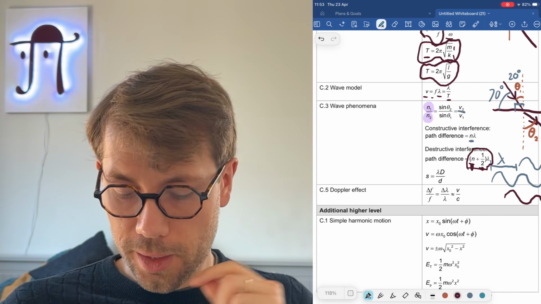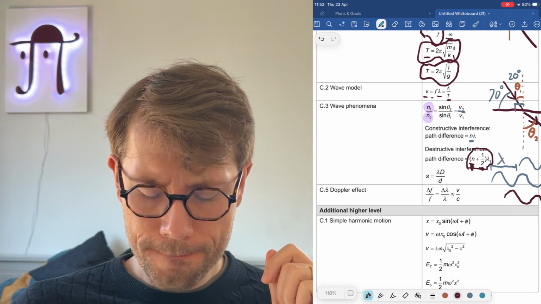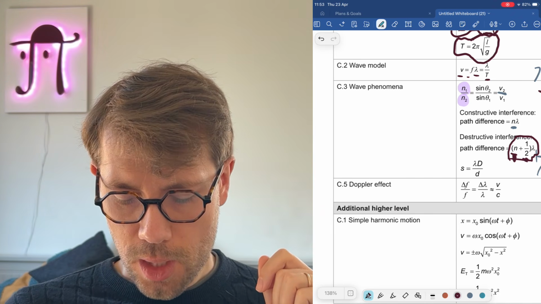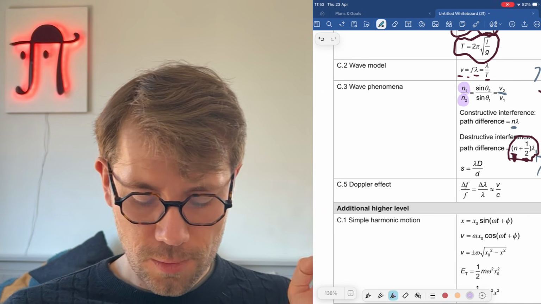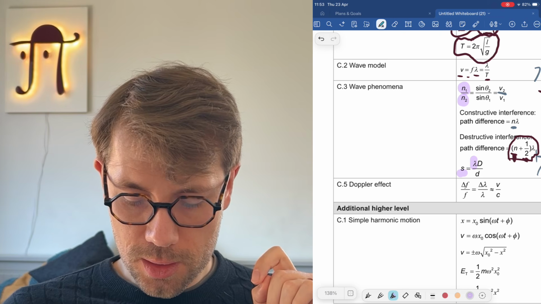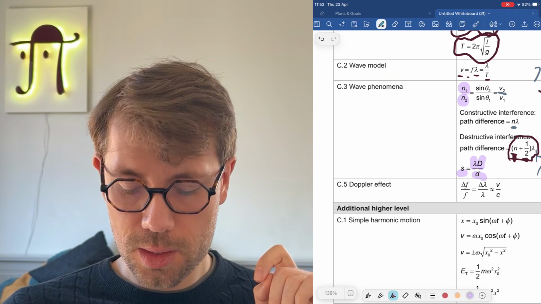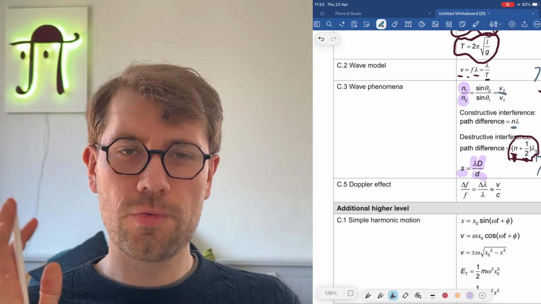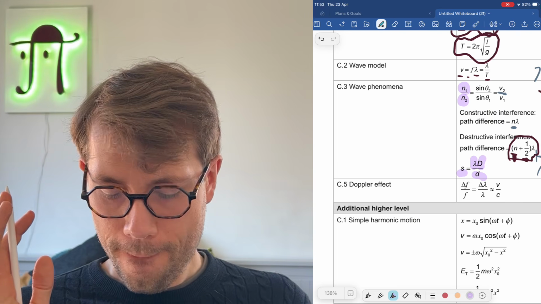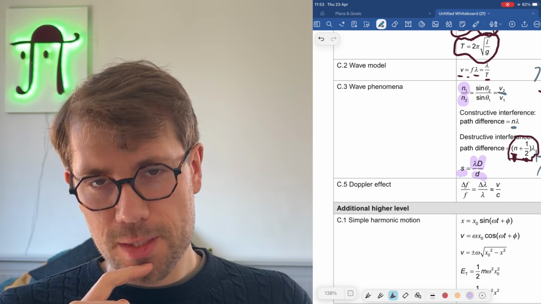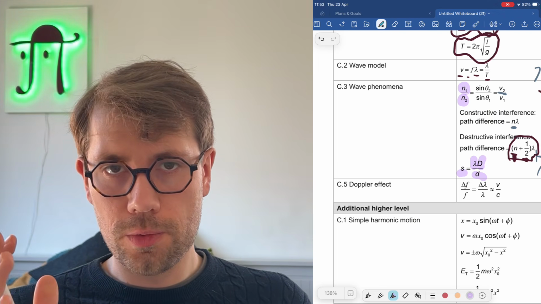Next we have the double slit equation, and I think this one's super tricky because this is a distance, this is a distance, this is a distance, this is a distance. We've got four distances here, which is annoying because we've got to remember which one's which.